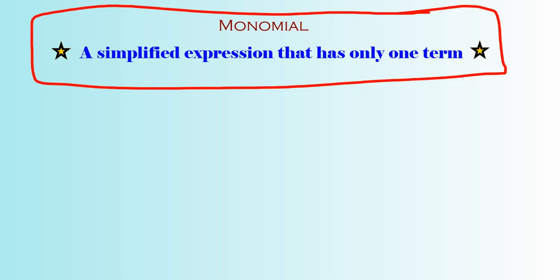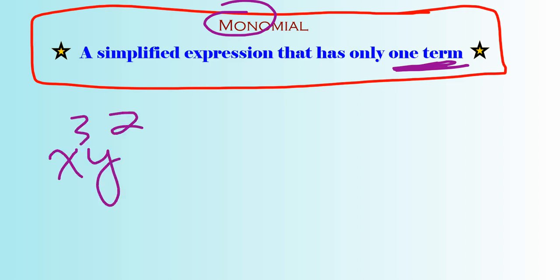So the key part of making it a monomial, mono, the root for one, is the fact that it has only one term. That means as a part of the expression, we really don't see addition or subtraction anywhere. We see things like x cubed times y squared. That is a monomial, one term. We have the number 16, which is also a monomial because it has only one term.